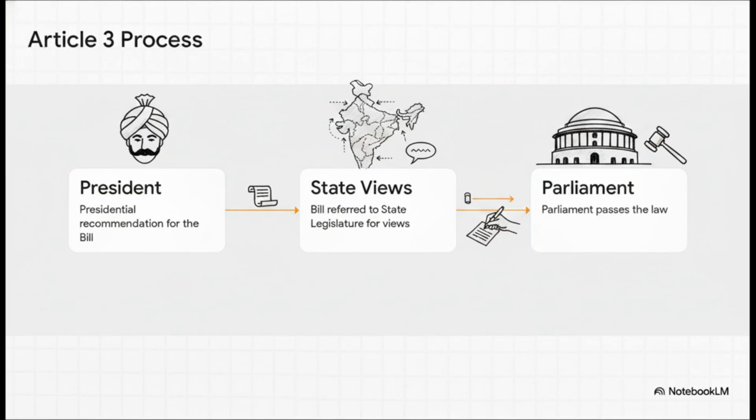Let's simplify the heavy legal jargon of Article 3 into 3 actionable steps. Step 1, any bill proposing this must have the prior recommendation of the President. Step 2, the President refers the bill to the concerned state legislature to express its views. But mark my words on this, those views are not binding on Parliament. And finally, Step 3, Parliament passes the law.